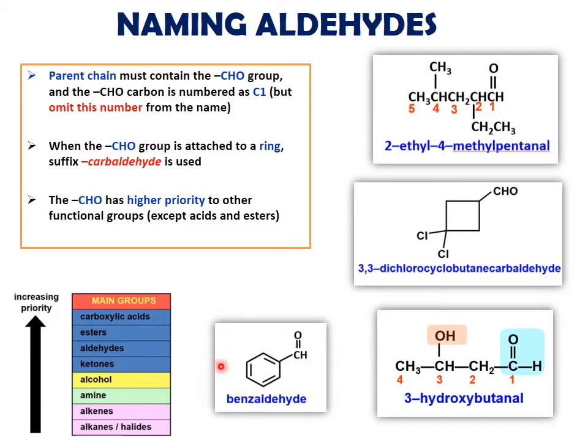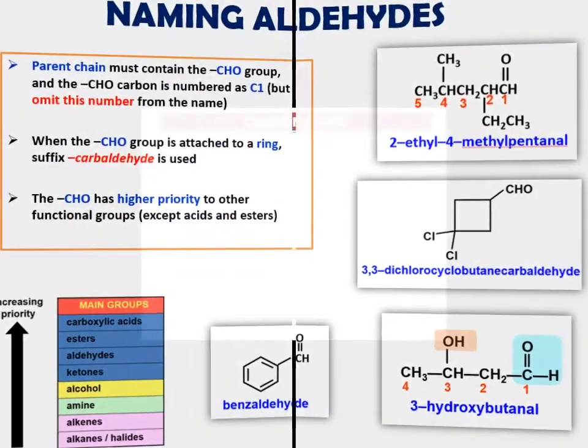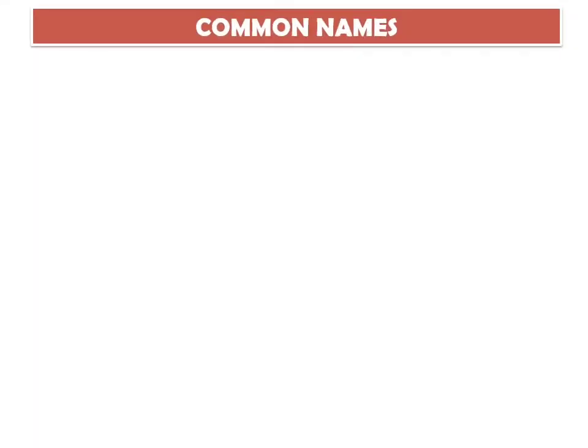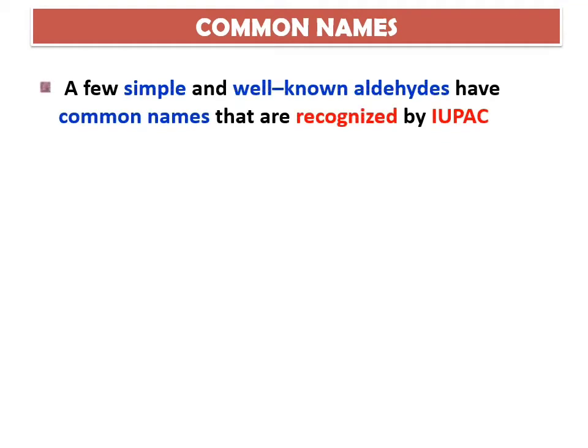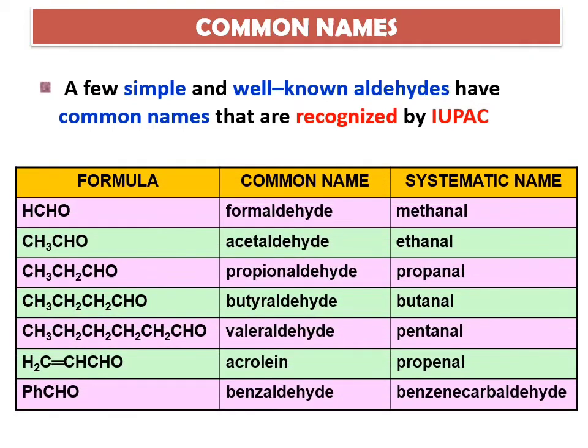Benzaldehyde. So this is an aromatic aldehyde. Okay, common names for aldehyde. We have a few simple, well-known aldehyde common names that are recognized by IUPAC. Just now we have benzaldehyde. So benzaldehyde is a common name, okay, which we also use in IUPAC. So this is an example of a common name in aldehyde.